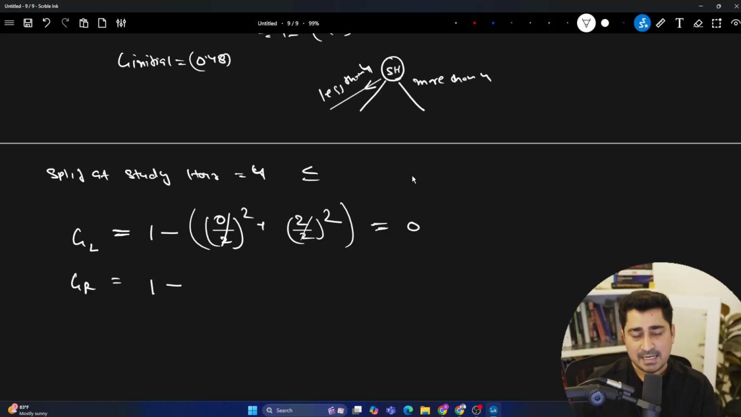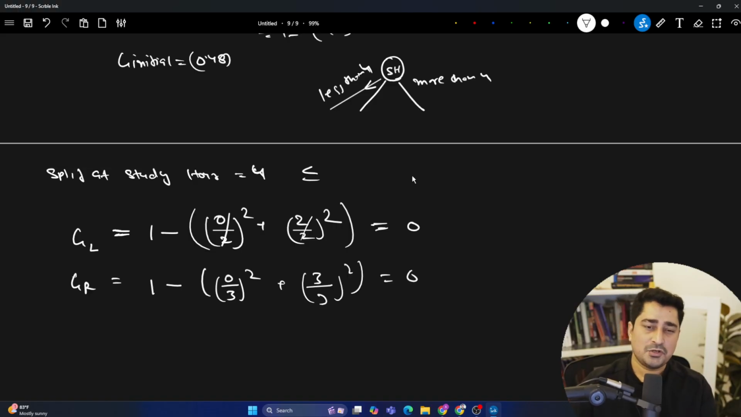Now the Gini for the right hand side: again 0 by 3 plus 3 by 3 squared, so again Gini is going to be 0. So for the left hand side and right hand side, Gini is going to be 0, if I'm splitting the data on study hour equal to 4.